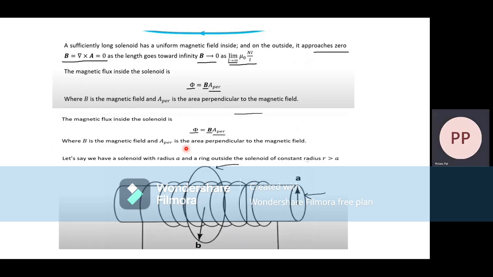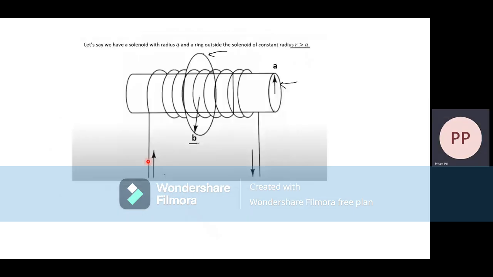The magnetic flux inside the solenoid is phi equals B times A, where B is the magnetic field and A is the area perpendicular to the magnetic field. So let's say we have a solenoid with radius a and a ring outside the solenoid of constant radius, which is greater than a. Now let's say we have this thing.